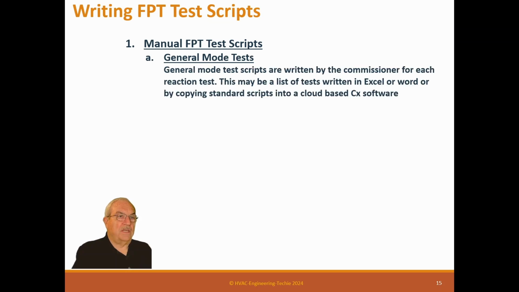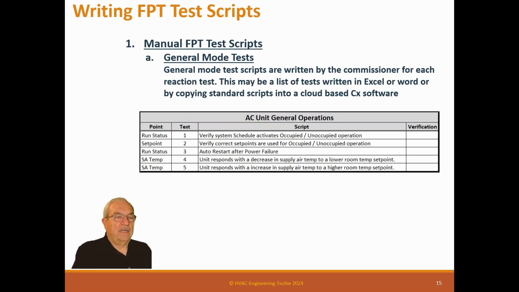general mode test. General mode test scripts are written by the commissioner for each reaction test. This may be a list of tests written in Excel or Word or by copying standard scripts into a cloud-based piece of software. And this is a typical one that is an AC unit general operation. So you'd say, what's the run status? Verify the system schedule activates unoccupied and occupied.